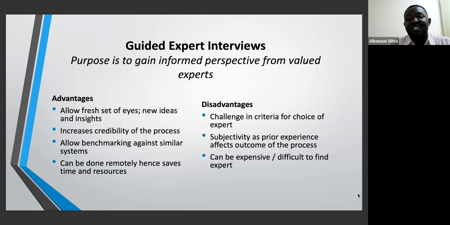Experts are also expensive, finding their time. How do you compensate for their time? And which expert would you wish to have? So again, those are the disadvantages, but in all the techniques, in all the tools, you just need to weigh the advantages and disadvantages and know which one you would want to use most in your needs assessment. Next slide.